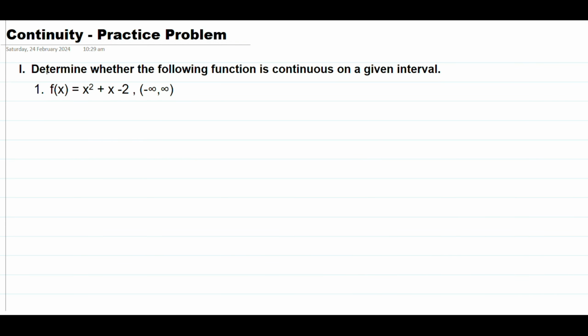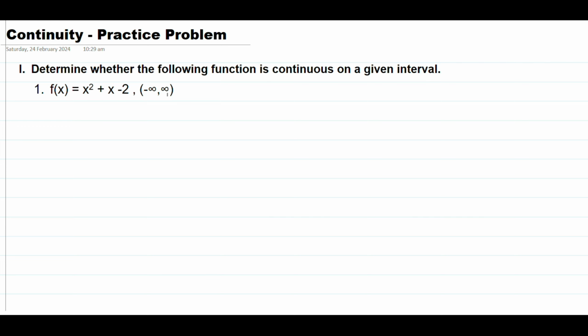Today's video, we are going to have a practice problem about continuity, and we are going to explain everything in detail. In the first set of examples, we are going to determine whether the following function is continuous on a given interval. In example number 1, we have f of x equals x squared plus x minus 2 on negative infinity to positive infinity.